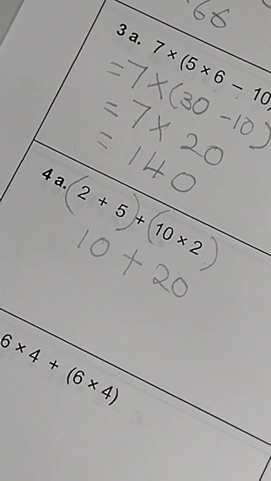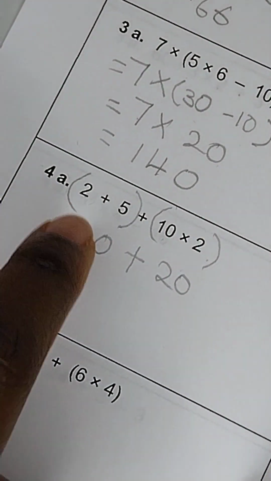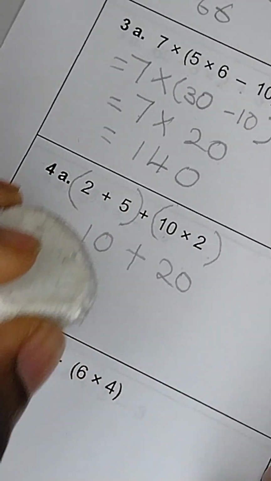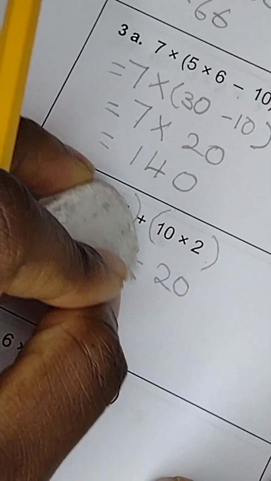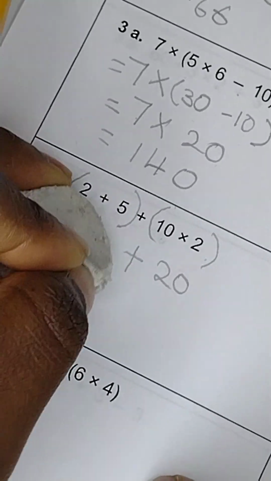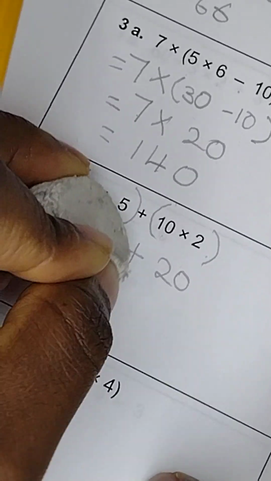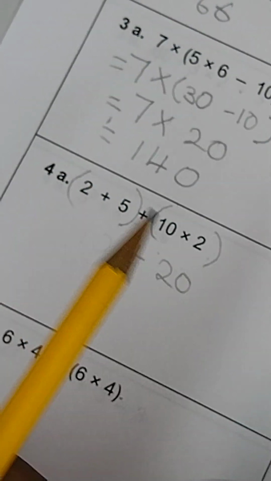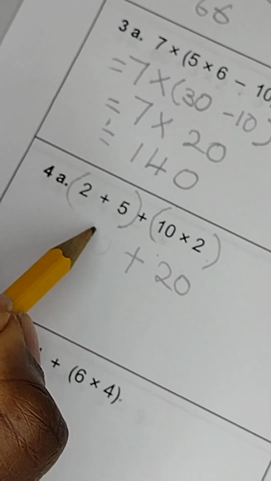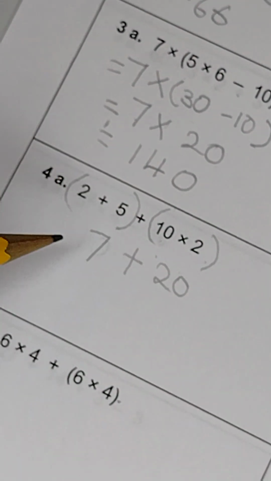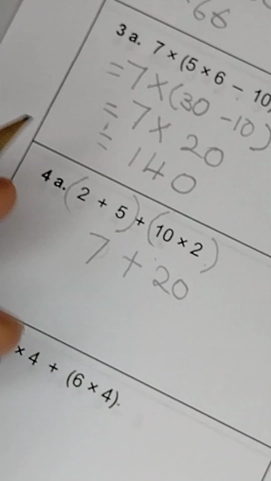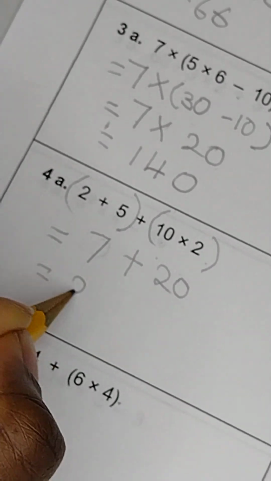oh, wrong. That there is 2 add 5. You can see how easy it is to get it wrong when you make an error. Okay, so I'm just going to clean off that 10. That is not meant to be 2 times 5. That is meant to be 2 plus 5. Pardon me. So 2 plus 5, that's 7. And 7 plus 20, that is 27.